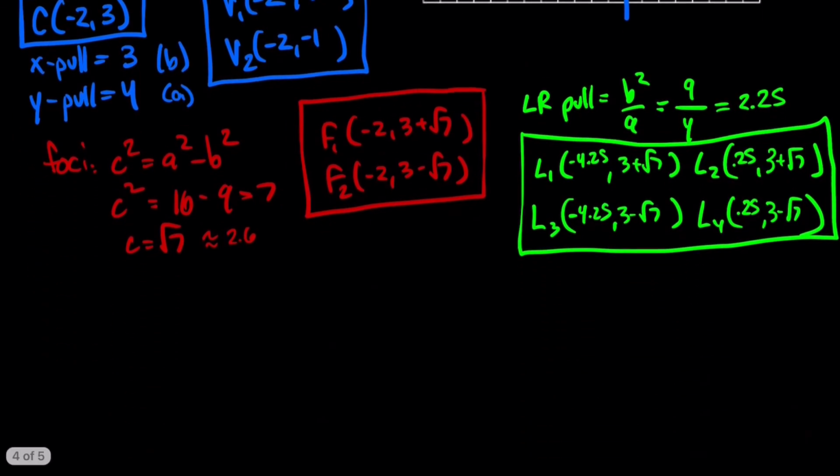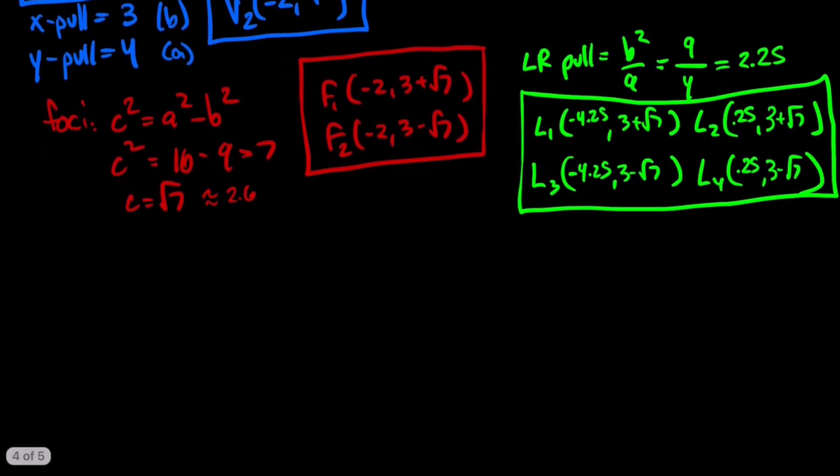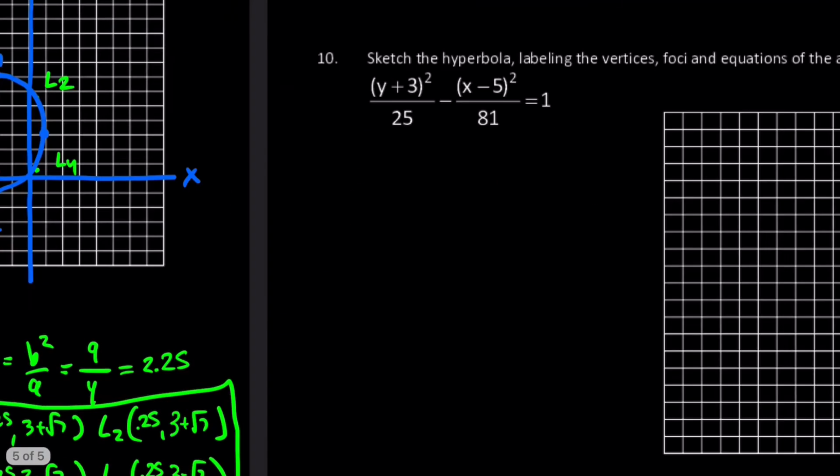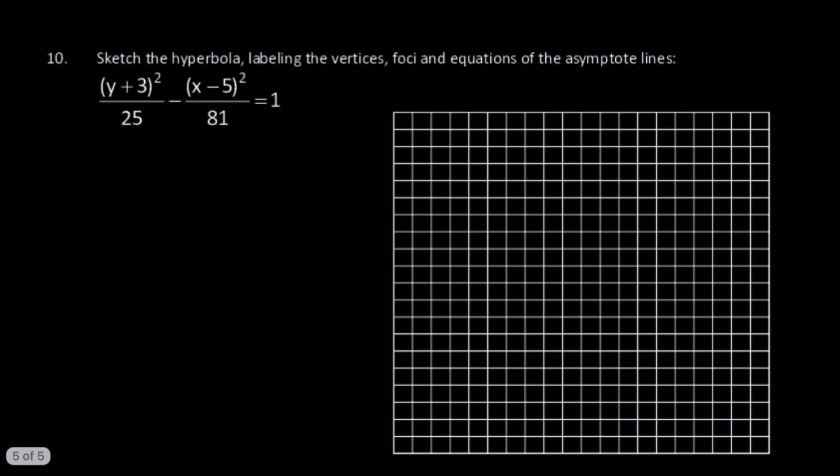And lastly, finally, we get to eccentricity. That is C over A. C is square root 7. A from up above is 4. It doesn't specify, but usually they want it to the nearest thousandth. So if you divide that out, you get 0.661. All right, whew, that was tough. This next one will be a little bit easier.